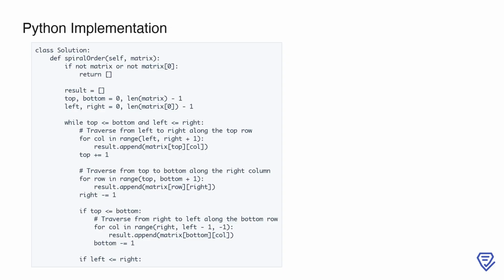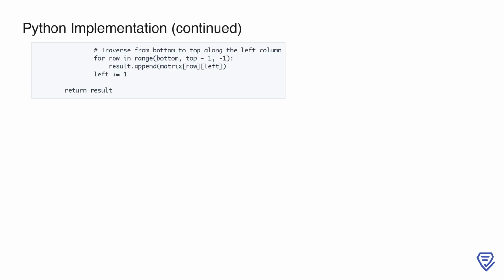After this, we check if the top boundary is still within the bottom boundary. If it is, we proceed to traverse the bottom row from the right boundary back to the left boundary. After appending these elements, the bottom boundary is decremented to move inward. Next, we verify if the left boundary is still within the right boundary. If the left boundary is still valid, we traverse the leftmost column from the bottom boundary up to the top boundary, appending each element to result. After processing this column, we increment the left boundary to finalize the inward shift. This completes one full layer of the spiral traversal, and the loop continues if there are additional layers to process.